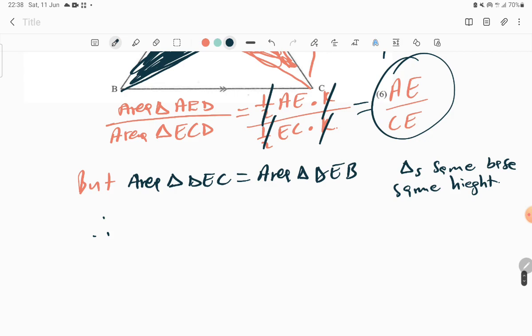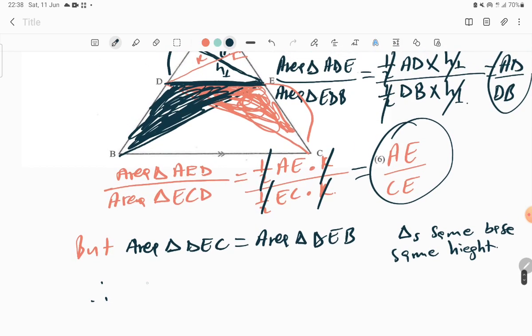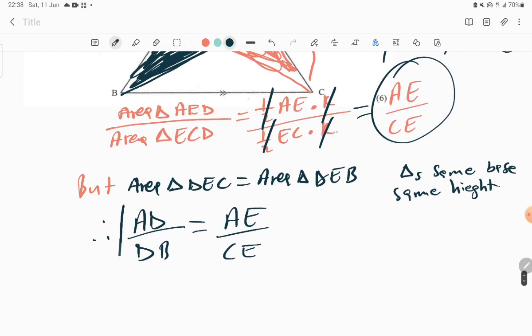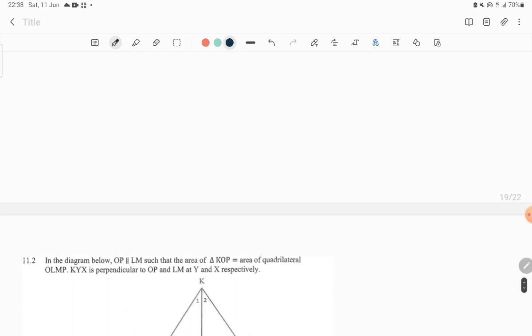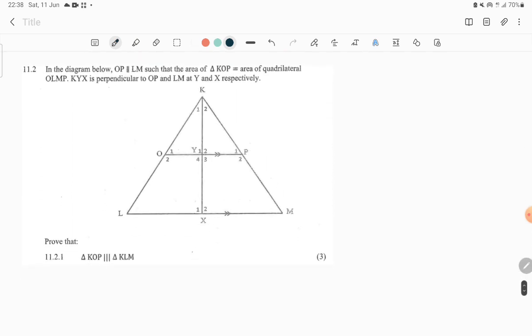So we now have AD divided by DB is equal to AE divided by CE. It's very important to know how to prove your theorems. Then this is what we have done. Coming to the next question.